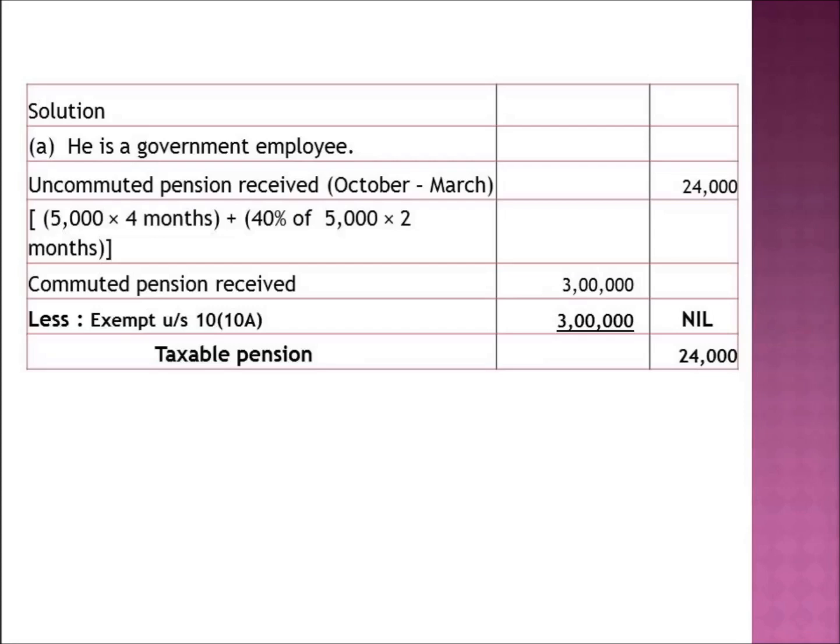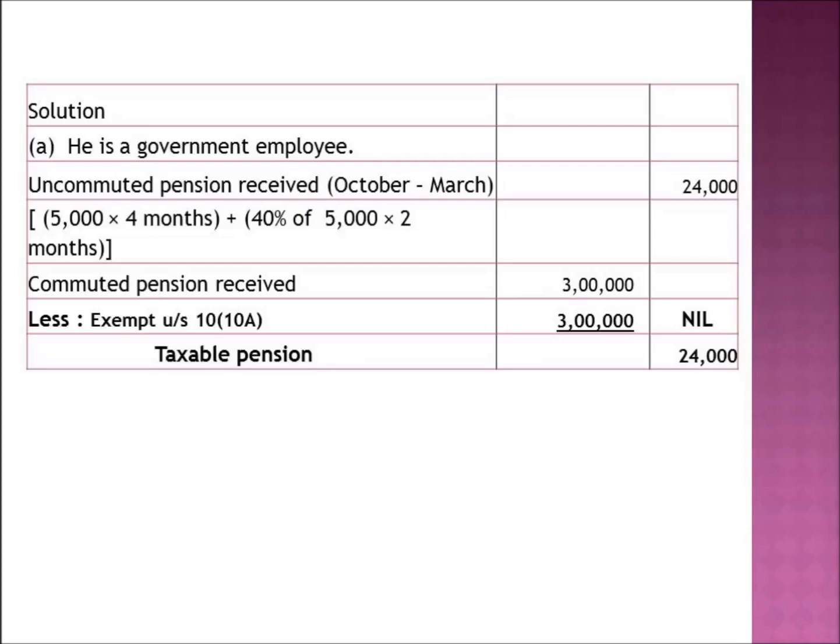So Mr. Sagar, if he is a government employee, his total uncommuted pension will be 24,000 and he will be liable to pay tax on this full 24,000, because uncommuted pension is fully taxable whether an employee is government or non-government. Okay, so this is how uncommuted pension is calculated.